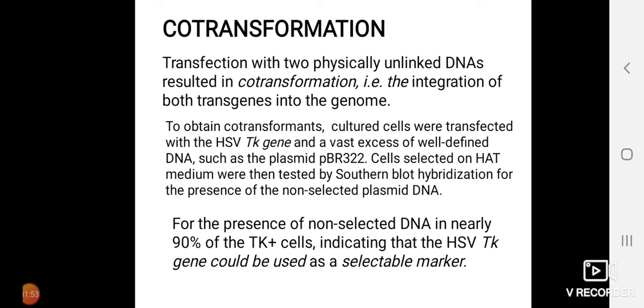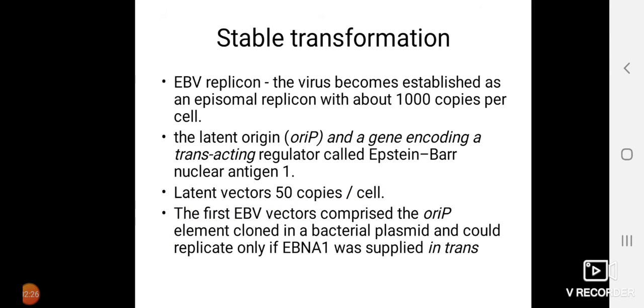non-selected plasmid DNA. Now they select the host cells which have been transformed with the first recombinant DNA construct. Among these host cells, which carry the marker DNA, for the presence of the non-selected DNA, in nearly 90% there will be TK positive cells, indicating that they have the HSV TK gene. So they have been transformed with the first set of recombinant DNA.